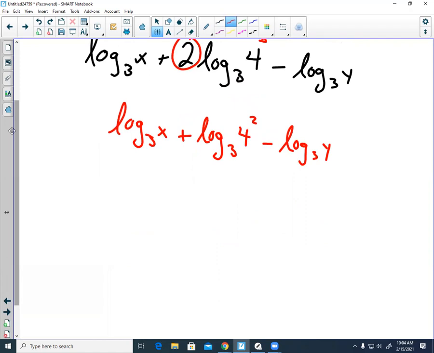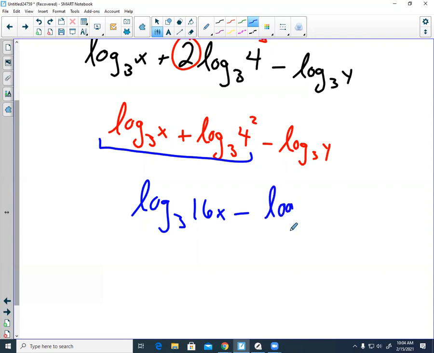Now again, the next thing I like to do is deal with my product property. Two things being added will then be multiplied. So I can see that these two things right here are going to be combined because we're adding them. All I do is combine them into one log. So I take x times 4 squared. Let's simplify it and call it 16: 4 squared is 16, and 16 times x gives me 16x. If you called it x times 16, I don't have an issue with that. It doesn't make a difference to me what you do. Minus the log base 3 of y.